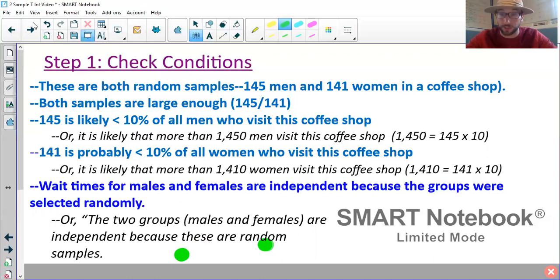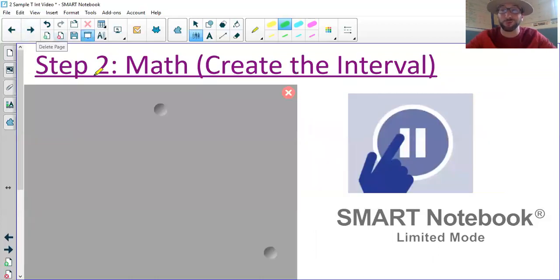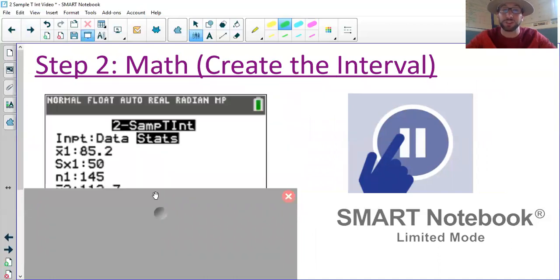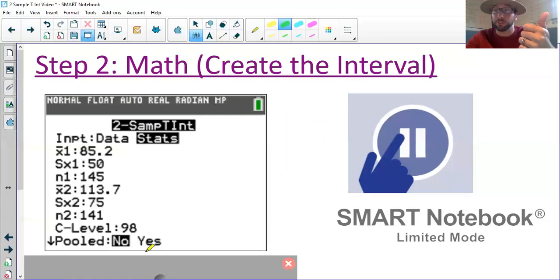So that's that. So next up, math. Got to make our interval. So hopefully you're grabbing your calculator. We're looking now at our 2-sample T interval, right? We have 2 samples of data, men and women. We're working with means. That's why it's T. And we're estimating, and we were given a confidence level. So that's why it's an interval.